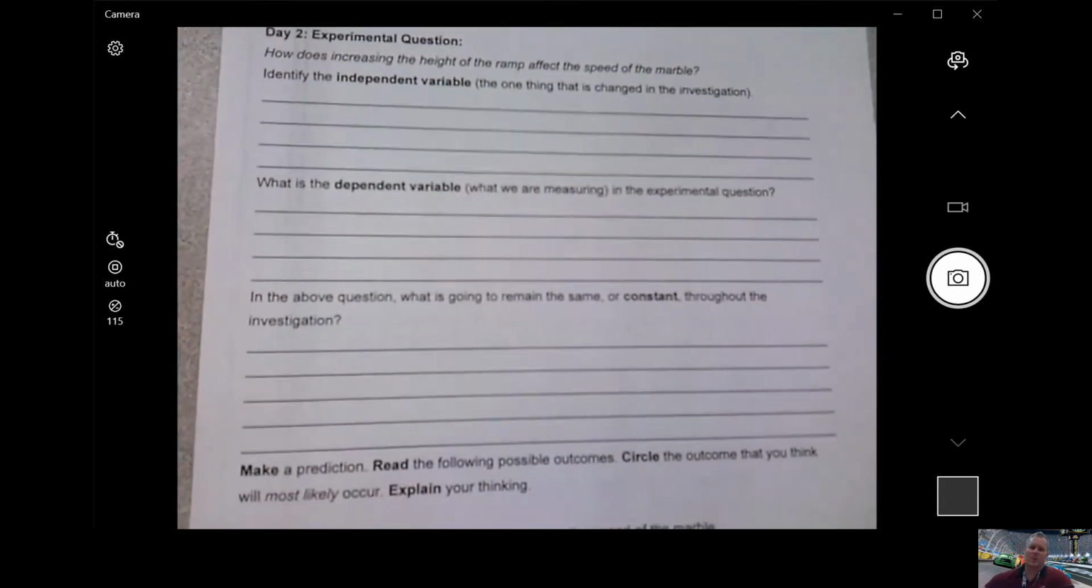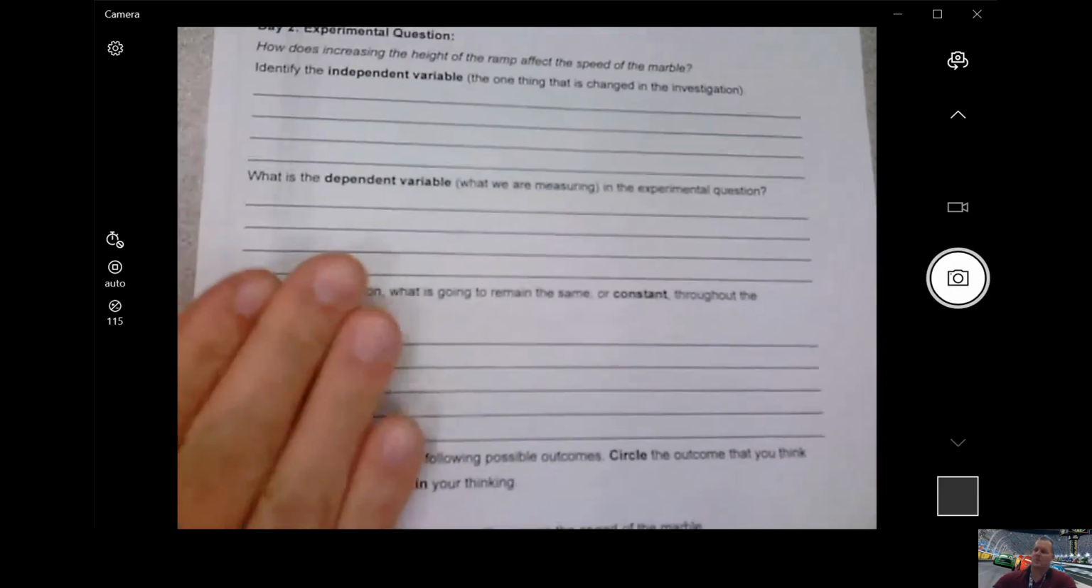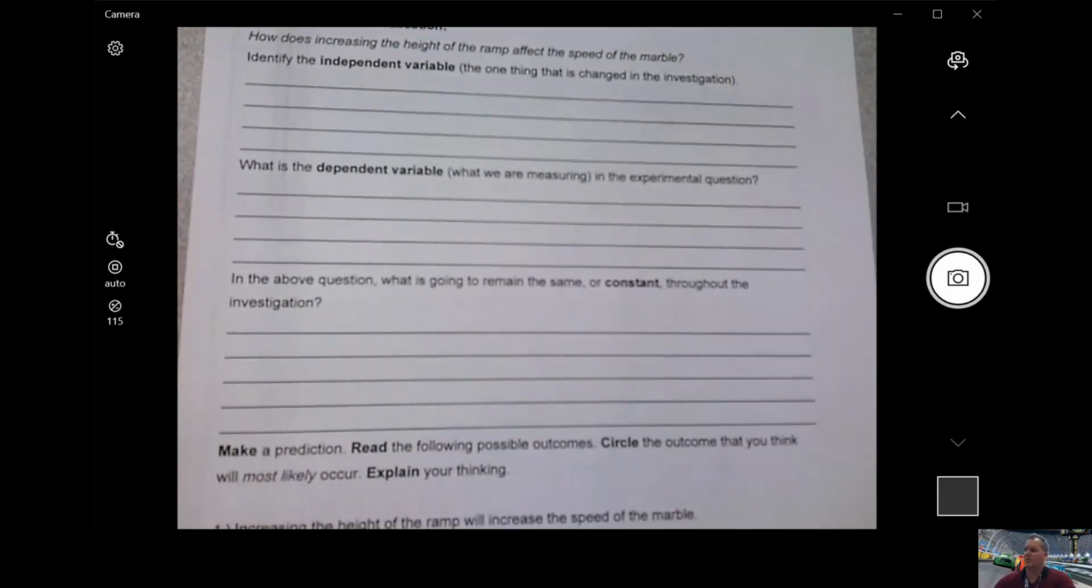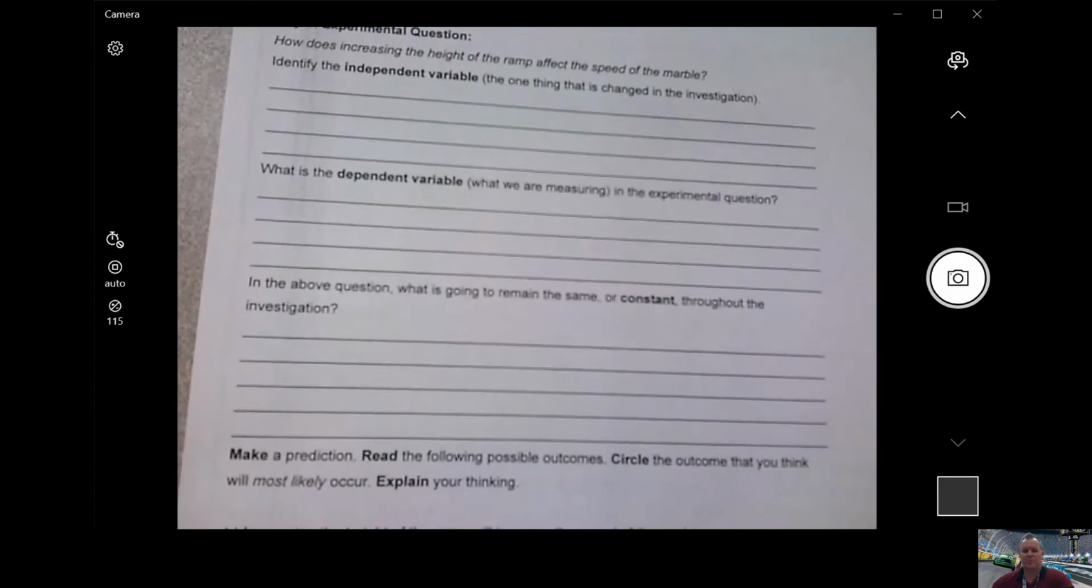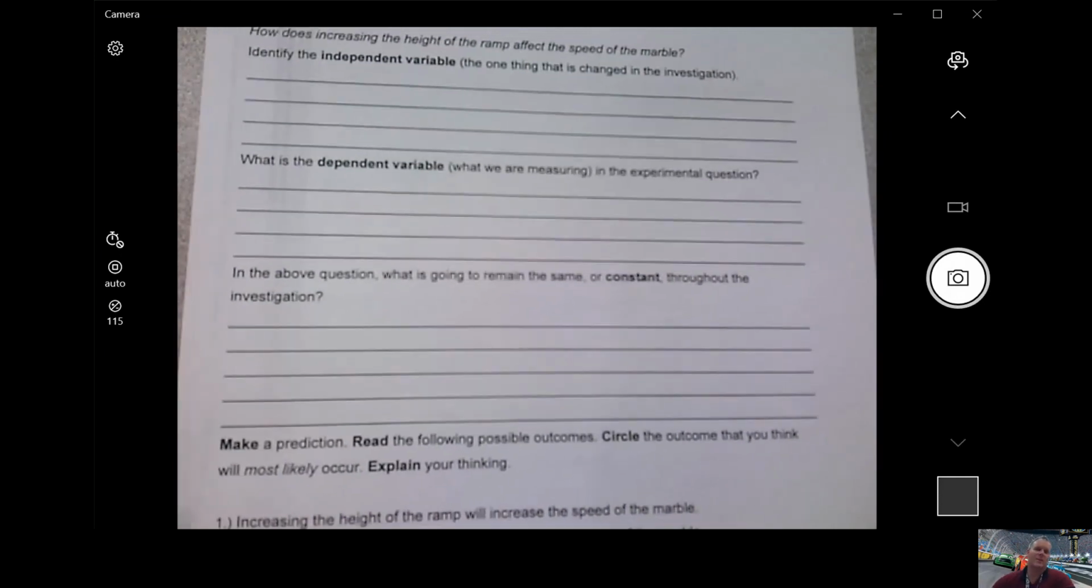What would be some other constants you'd have to make sure of? What about the surface? If I roll the marble from the ramp onto a table, how is that going to be different if I roll it onto carpet? Wouldn't we have to make sure the surface is the same? Okay, so that would be another huge constant.